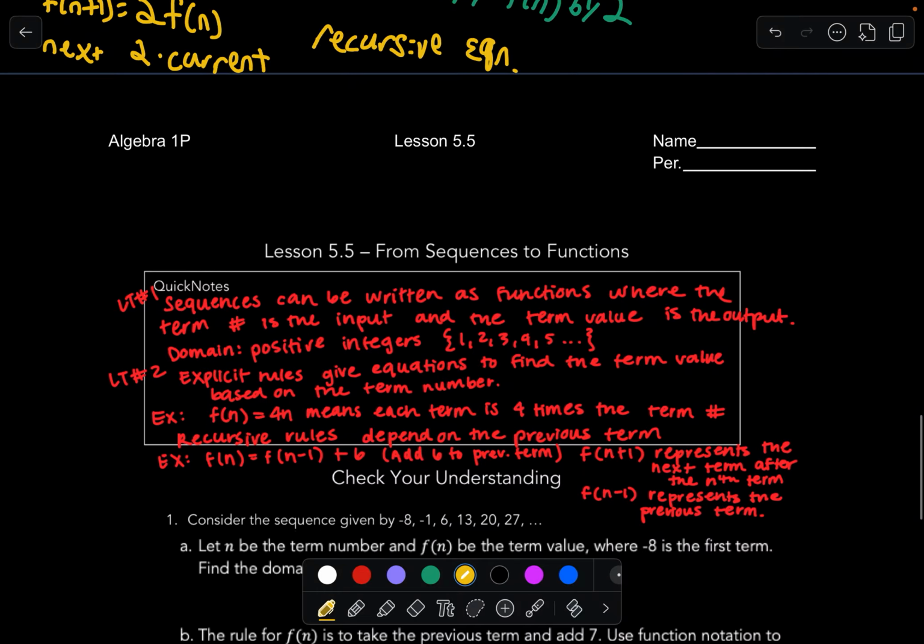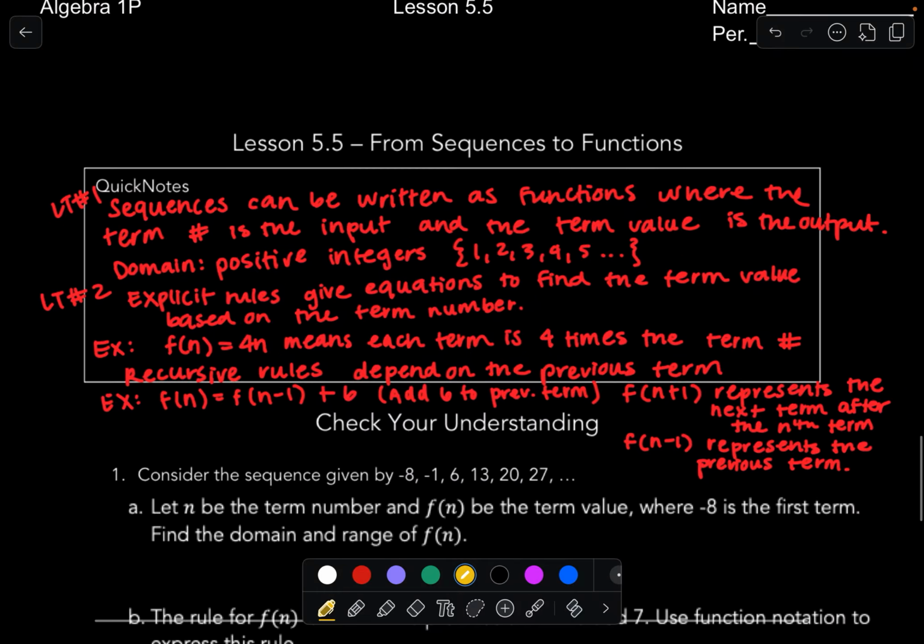Last bit before I cut this off and start a new video for the CYU is learning target number 1. Sequences can be written as functions, where the term number is the input, that's n, and the term value is the output. The domain are all positive integers like 1, 2, 3, 4, 5, 6, 7, 8, 9. N cannot be negative. Explicit rules give equations to find the term value based only on the term number. And we call that the explicit.